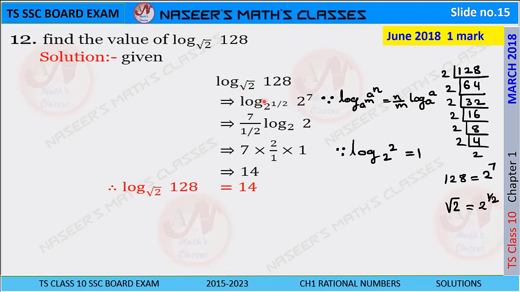Then log 128 base root 2 is written as log 2 power 7 base 2 power 1 by 2. It is in the form of log a power n base a power m is equal to n by m log a base a. Then it is written as 7 by 1 by 2 log 2 base 2. 7 by 1 by 2 is written as 7 into 2 by 1 and log 2 base 2 is written as 1. Next, 7 2s are 14. Therefore, log 128 base root 2 is equal to 14.